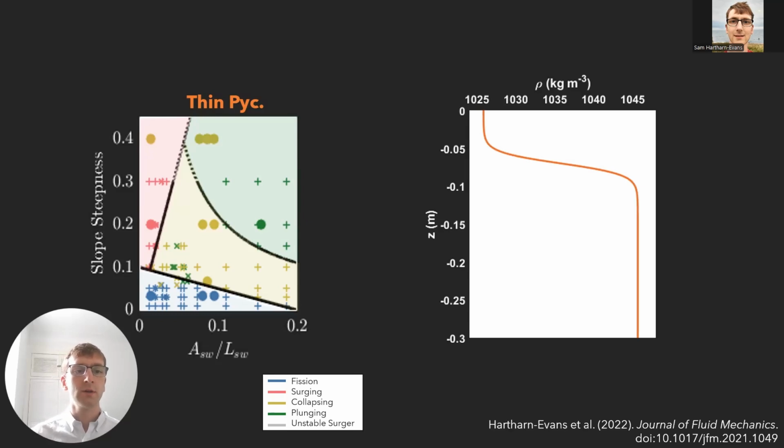So the background of this is that previous studies have identified a system of 4 different breaking types, depending on the combination of the slope steepness and the wave steepness, where the wave steepness is the amplitude divided by the wavelength. And this breaks down into 4 different regimes: fission, surging, collapsing, and plunging. However, all of these studies have followed a similar stratification type where we have a well-mixed upper layer, a well-mixed lower layer, separated by a thin pycnocline. So we're going to refer to this case as the thin pycnocline case.